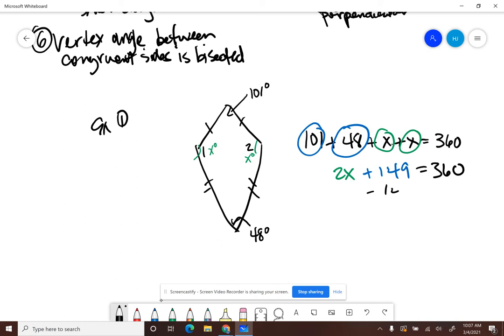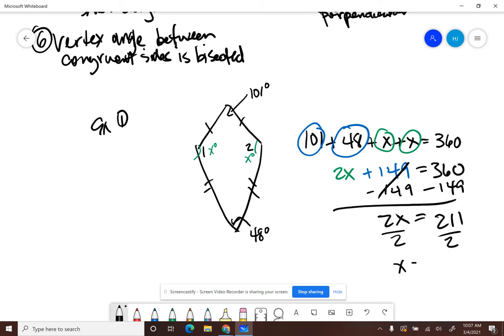So now I simply just subtract my 149 from both sides. I'm going to get 2X equals 211. Yep. And so I'm going to divide by 2. And when I do that, I'm going to figure out that X equals 105.5. Okay, and that's okay that it comes out to a decimal. It's all right. That's perfectly fine. So that means that each one of these angles is 105.5. So this would be my answer right here.